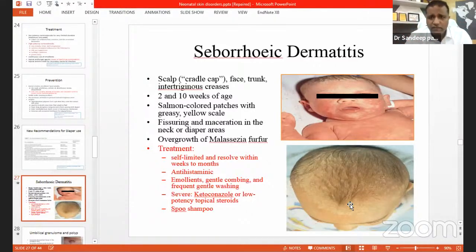So clearly you can see that on the head of the child, such kind of scaly, greasy lesions will come. On face also you will find such kind of lesions. Usually what you have to do is first try to remove the stimulus which is causing that.